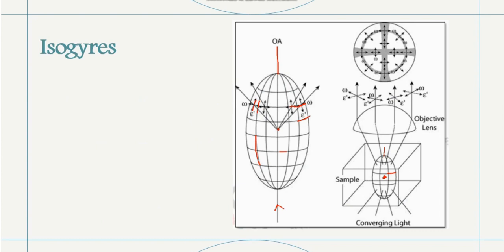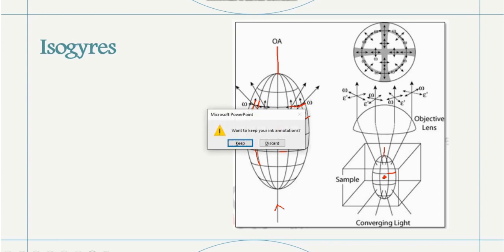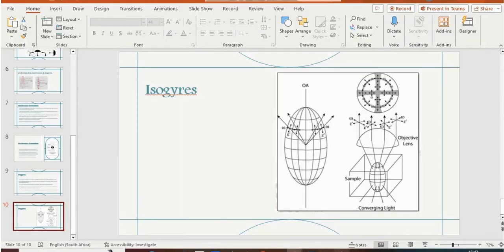So this brings us to the end of today's session. We've been dealing with interference figures, which help us determine the optic sign of uniaxial and biaxial minerals, and also help us know whether we are dealing with uniaxial or biaxial minerals. The next session will deal with the interference figures in uniaxial minerals and the interference figures in biaxial minerals.